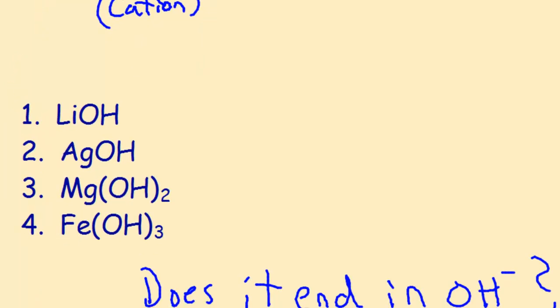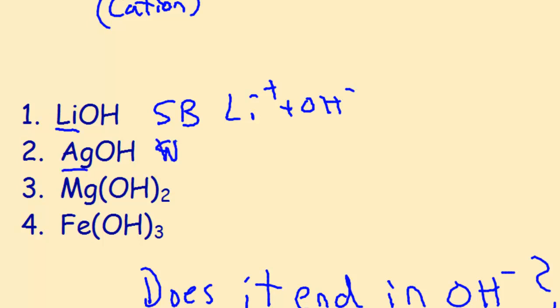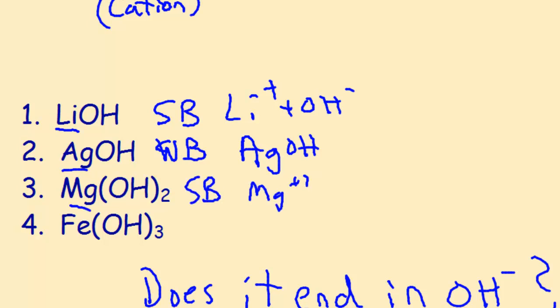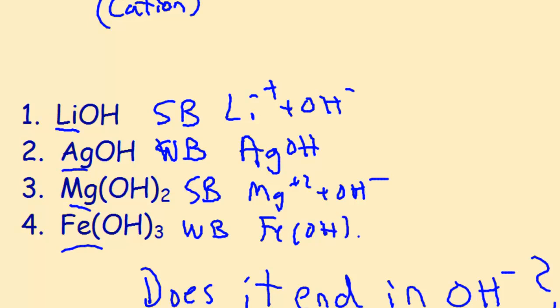So lithium is in the first column of the periodic table. It's an alkali metal, group 1. Group 1s are strong. So this is a strong base. Therefore, if we come across this in a molecular equation, it does ionize or dissociate in the ionic form. Silver, not being in group 1 or 2, is a weak base. Therefore, it would stay in its molecular form. Magnesium, group 2, strong base, breaks apart. And iron, not in group 1 or 2, so a weak base, and again stays in its undissociated form.